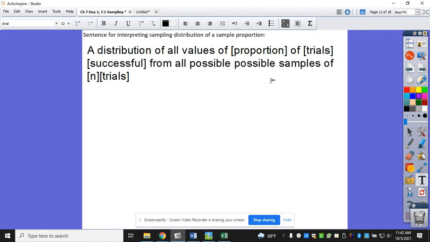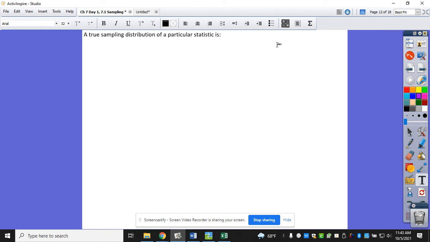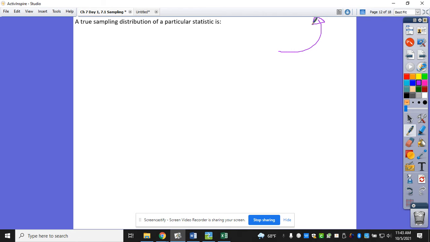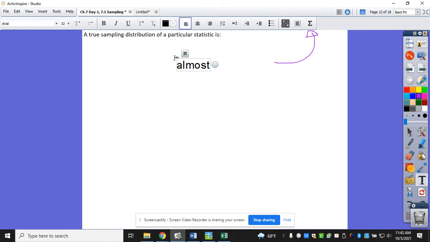If this were flipping a coin 20 times and counting the proportion of tails, this would be a distribution of values of proportion of 20 coin flips landing on tails from all possible samples of 20 coin flips. So you're just plugging in your context there. I would expect to see that as well. A true sampling distribution of a particular statistic is what's explained above, so I would put just an arrow up here. Almost never actually used, though. Back to that question of, is this a sampling distribution? No, this is an approximation of it, because we did not use all possible samples.